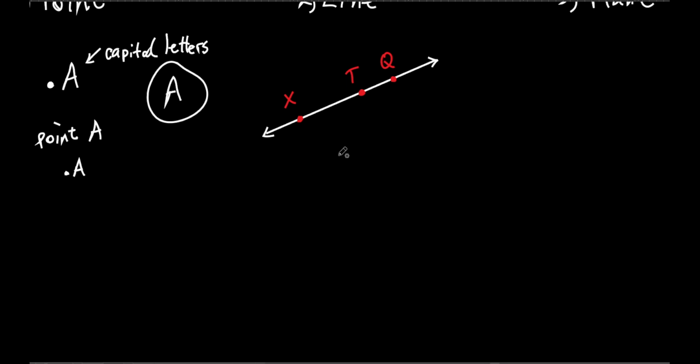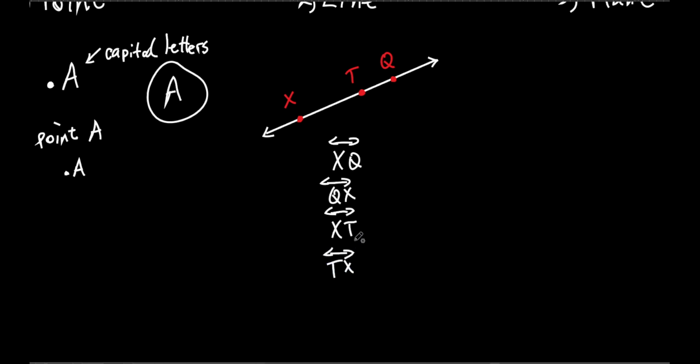So we got a bunch of things that we could call it. We could call it what we did earlier, XQ. Agreed? We could go the other way and call it QX. But now, sticking that other point in there, I could call it something else. What else could I call it? XT. Good. I could call it XT. I could go backwards and call it what?